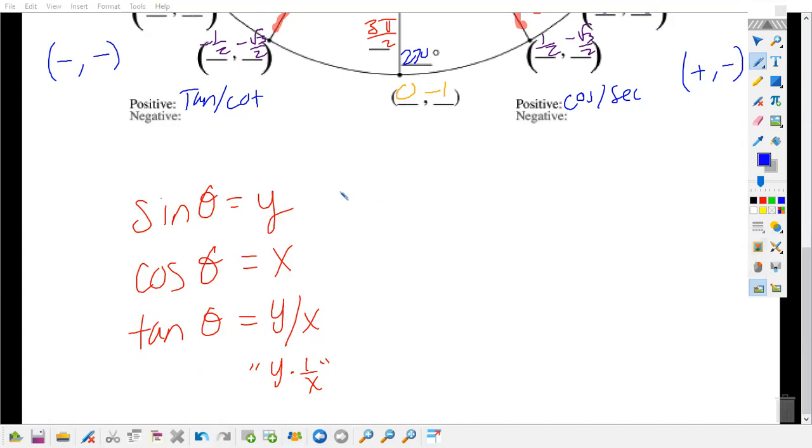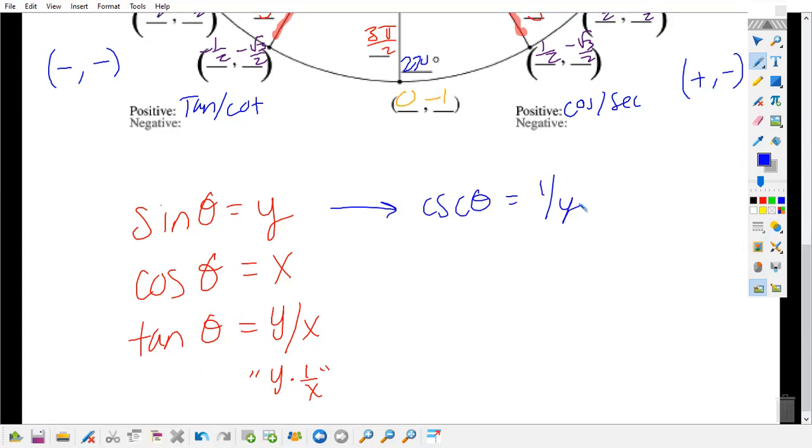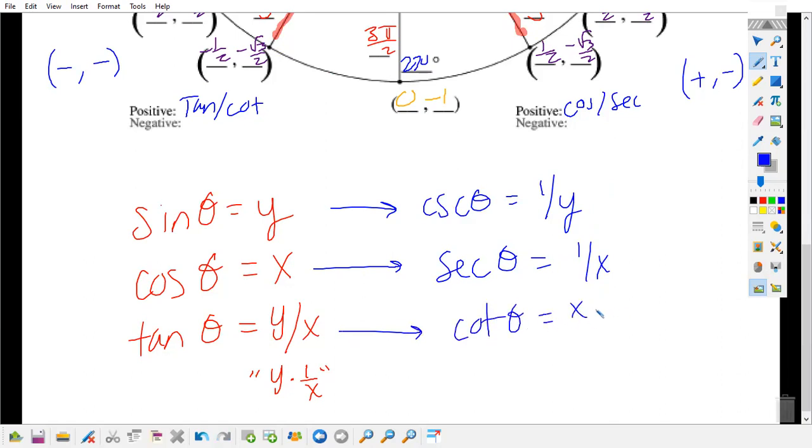They're reciprocals. So sine has cosecant theta, which is going to be 1 over Y. Cosine is going to have secant theta, which equals 1 over X. And tan theta has cotangent theta, which equals X over Y, which means I'm taking the X and multiplying by the reciprocal of Y. There's no R in this situation because it's all on the unit circle and R equals 1. Got it?